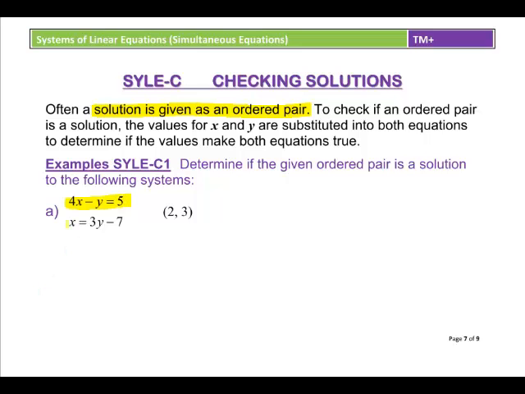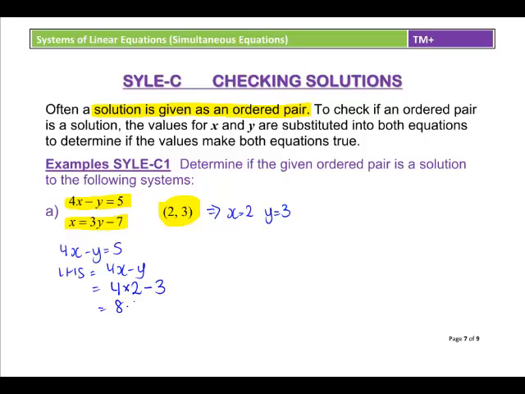We have 4x minus y equals 5 and x equals 3y minus 7. And it's telling me that my ordered pair is 2, 3. So this is saying that x equals 2 when y equals 3. Okay, so let's look at our first equation, 4x minus y equals 5. The left hand side is 4x minus y, but we have x is 2 and y is 3, so let's plug it in. 4 times 2 minus 3. 8 minus 3 is 5, and that is equal to the right hand side. So that works.